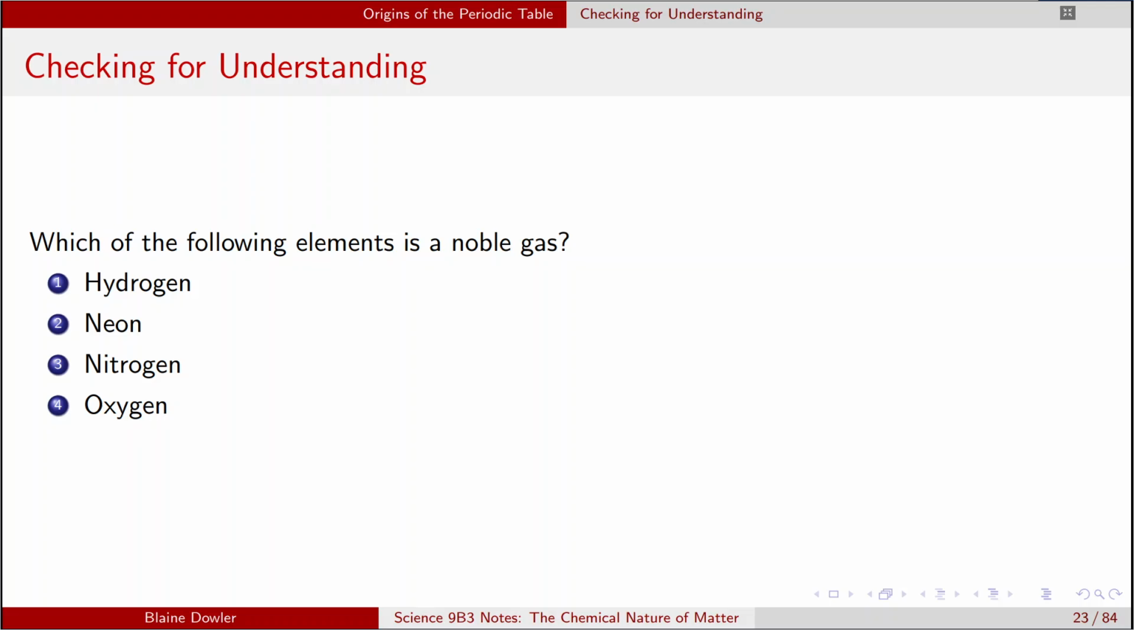Which of the following elements is a noble gas? You may want to refer to a periodic table for this one. Is it hydrogen, neon, nitrogen, or oxygen? Pause now if you need more time, even just to search for that periodic table online. There are many. Neon is the noble gas. Those noble gases are group 18 at the far right-hand side of the table.